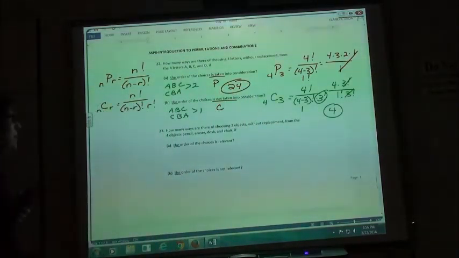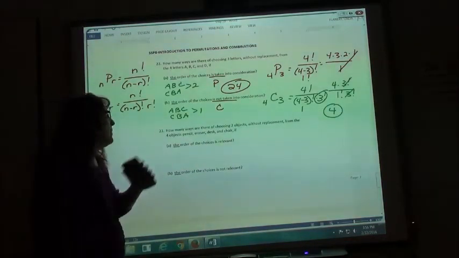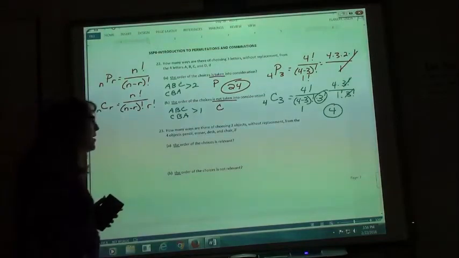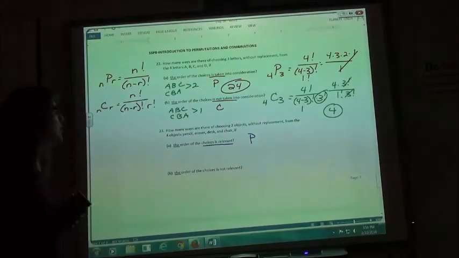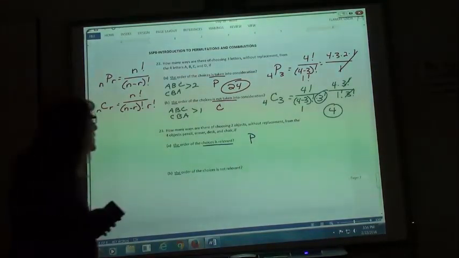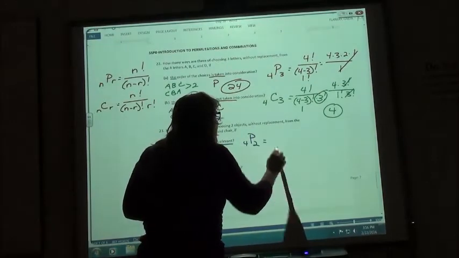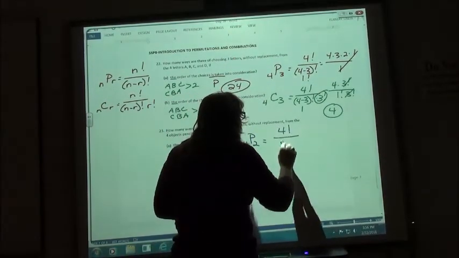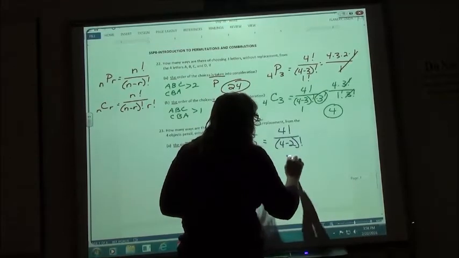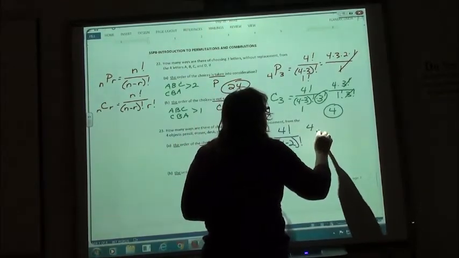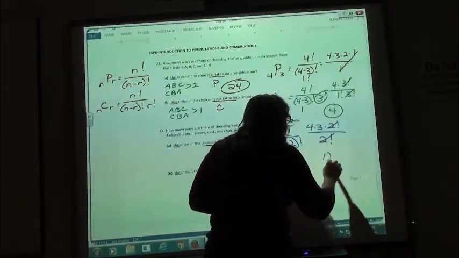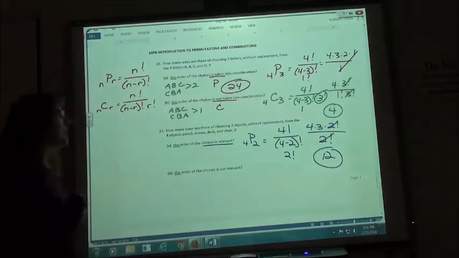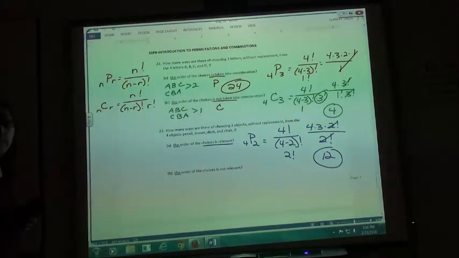So, how many ways are there of choosing 2 objects without replacement from 4 objects? A pencil, eraser, desk, and a chair. So if the order is relevant, if pencil, eraser is different from eraser, pencil, then I have 4 objects taken 2 at a time. 4 factorial over 4 minus 2 factorial, which is 2 factorial. So 4 times 3 times 2 factorial over 2 factorial gives me 12 different ways of arranging my 2 objects from those 4 selections.